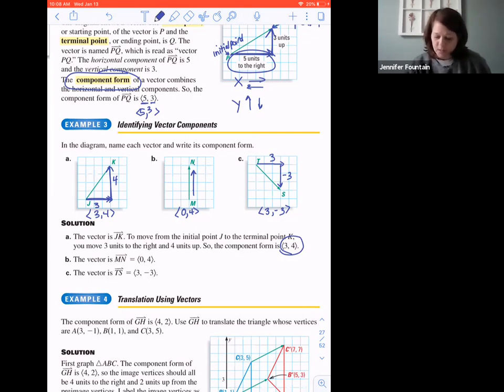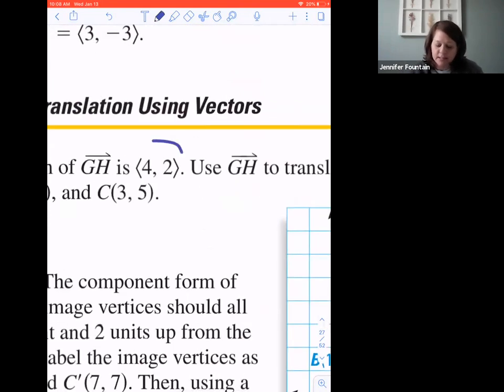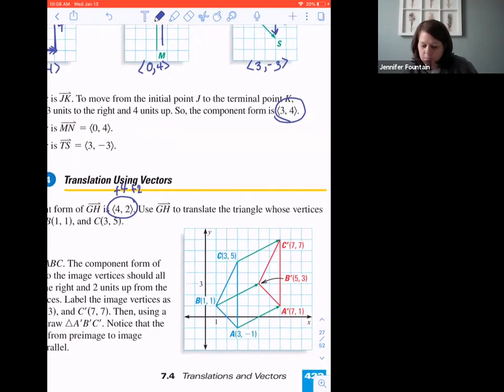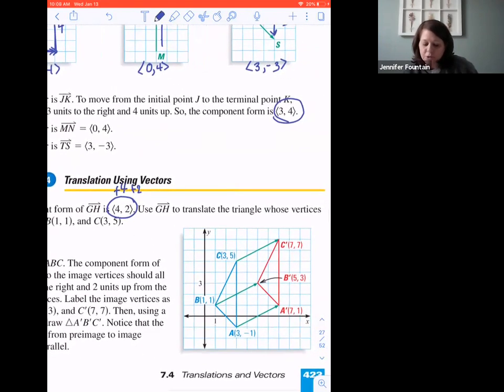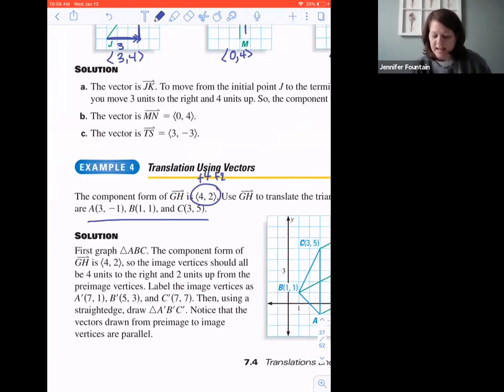All right. Example 4. The component form of vector GH is 4, 2. Remember, this means I add 4 to X, add 2 to Y. Then it says use vector GH to translate the triangle whose vertices are at 3, -1, 1, 1, and 3, 5.